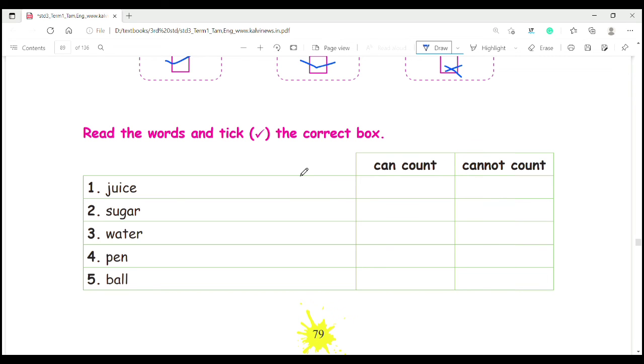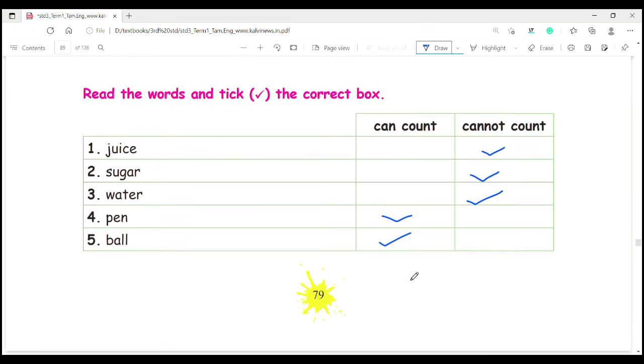கேன் யூ கவுண்ட் த ஜூஸ்? ஒரு கிளாஸ் ஃபுல்லாக ஜூஸ் கொடுக்குறாங்க, அதில் அந்த கிளாஸுக்குள்ளே எவ்வளோ இருக்குன்னு கவுண்ட் பண்ண முடியுமா? நோ, யூ கேன் கவுண்ட், யூ கேனாட் கவுண்ட். ஓகே, ஸோ தட் இஸ் ஜூஸ் எங்கே வரும்? இங்கே கேனாட் கவுண்டில் வரும். கேன் யூ கவுண்ட் த சுகர்? நோ, யூ கேனாட் கவுண்ட் த சுகர். கேன் யூ கவுண்ட் த வாட்டர்? நோ, யூ கேனாட் கவுண்ட் த வாட்டர். கேன் யூ கவுண்ட் த பென்? எஸ், யூ கேன் கவுண்ட். கேன் யூ கவுண்ட் த பால்? எஸ், யூ கேன் கவுண்ட்.